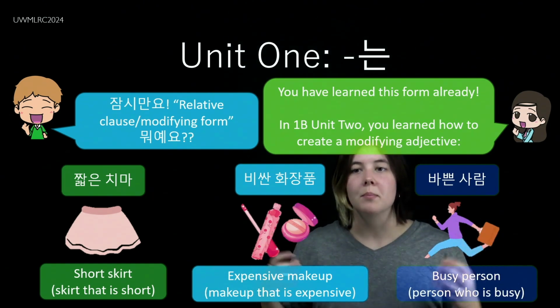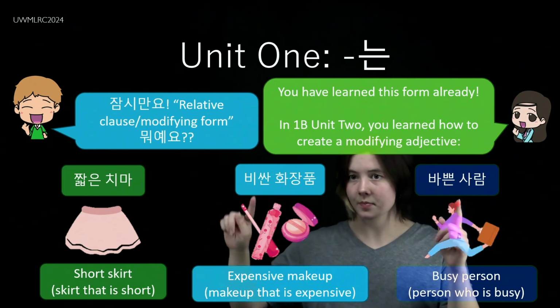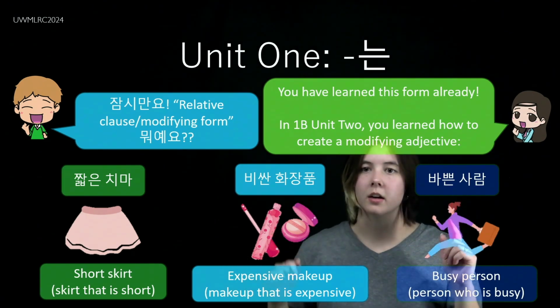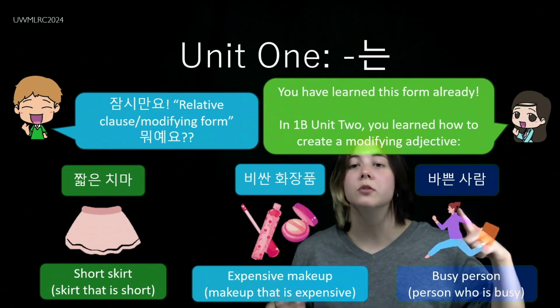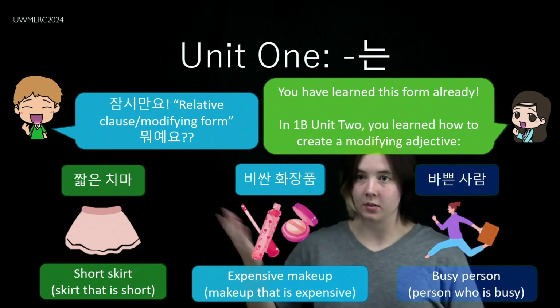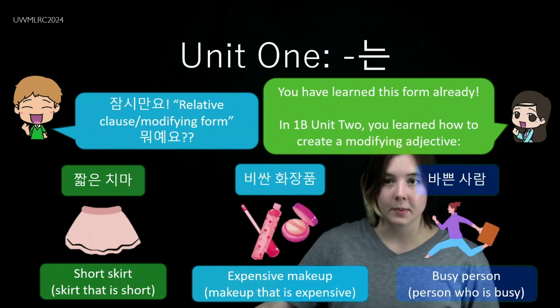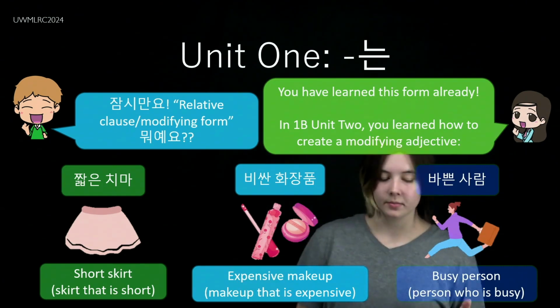So really, modifying form refers to the fact that these adjectives here are modifying the noun that they precede. So they're describing this noun. What kind of person? A busy person. What kind of makeup? Expensive makeup. These are relative clauses, modifying forms.